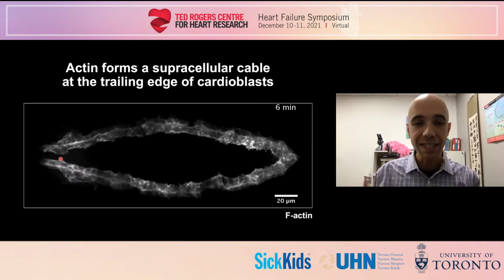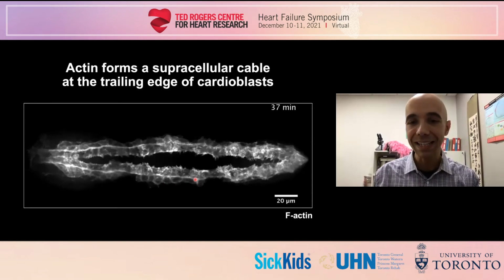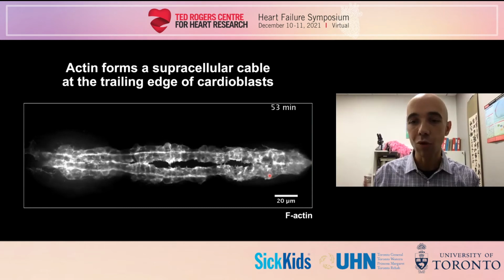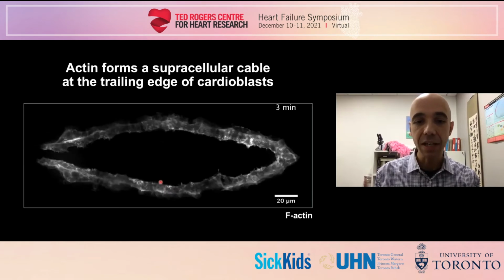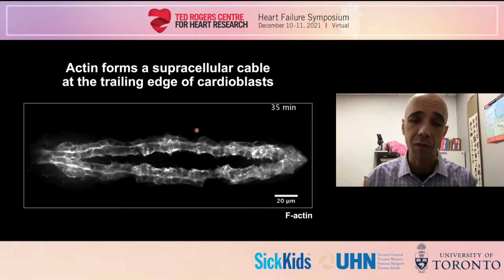And what you'll notice is that as the cardioblasts migrate, there is this supracellular actin cable that forms at the trailing edge of the cardioblasts at the interface with the pericardial cells. And you can see it on both sides, on the contralateral sides of the heart.